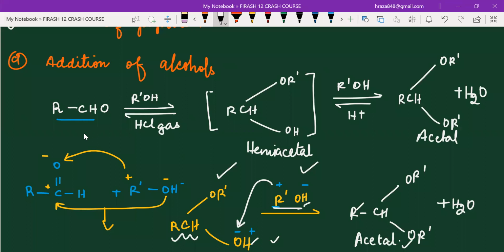So this reaction of addition of alcohols we only did for aldehyde. Now we are going to do it for ketone as well.